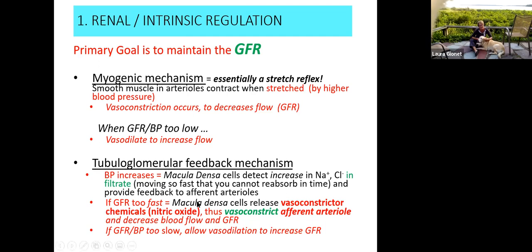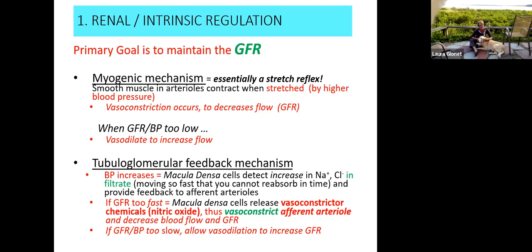If GFR is too fast, macula densa cells can release vasoconstrictor chemicals like nitric oxide, and thus vasoconstrict that afferent arteriole next door and decrease the flow to get your GFR to decrease a little bit and slow down. If the blood pressure is too low, then the macula densa cells will allow vasodilation to increase the glomerular filtration rate. So you not only have this stretch response of the smooth muscle in the afferent arteriole, but you have a certain amount of input to that from the macula densa cells in the distal convoluted tubule portion of the structure.